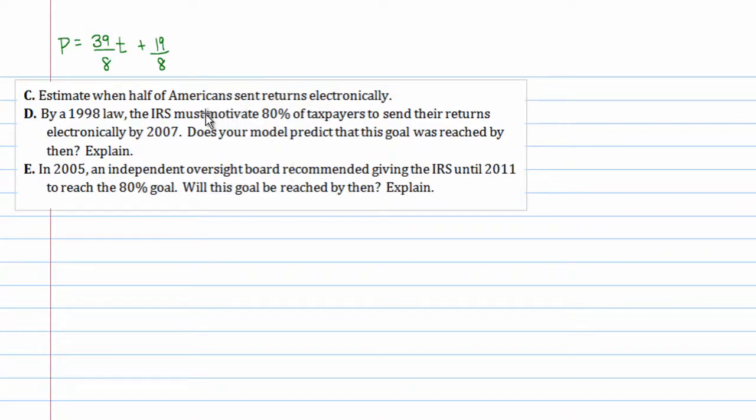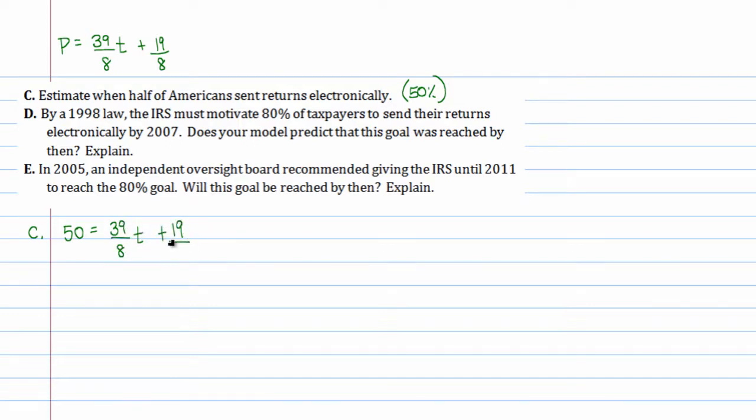Part C is just saying, estimate when will half of Americans send their returns in electronically. Well, half means 50%. When will 50% of the U.S. send in their returns electronically? So I'll write C here. So this tells me that we want our percentage to be 50, and we want to know when that occurs. Well, 39/8 t plus 19/8. My t's look like pluses. Sorry about that.